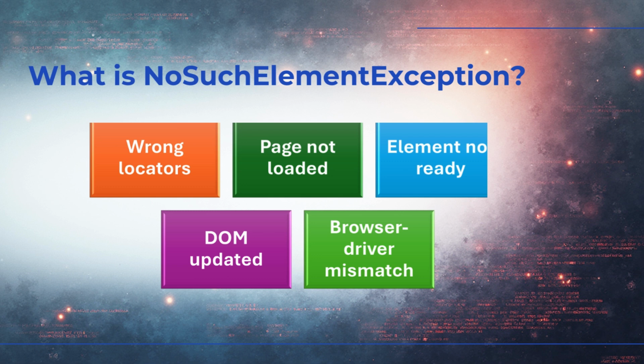So conceptually, this exception simply means this: the element was not present in the DOM at the time Selenium searched for it. This could be because the element actually does not exist, or it might be there but has not loaded yet. Or maybe the locator is incorrect. Or maybe Selenium is searching in the wrong DOM context entirely. And that's why this exception is so tightly tied to timing, DOM structure, and framework behavior.